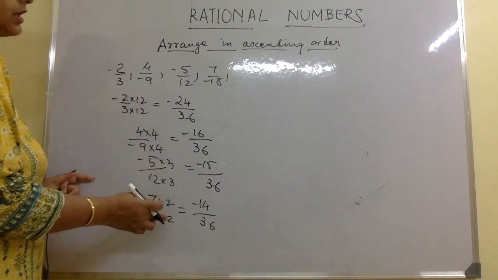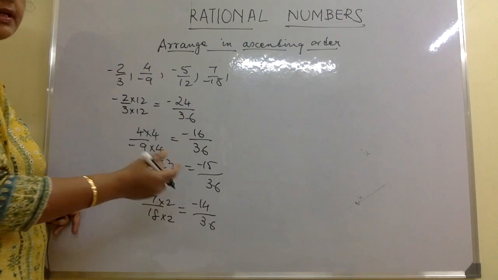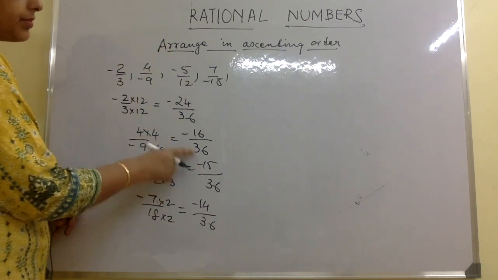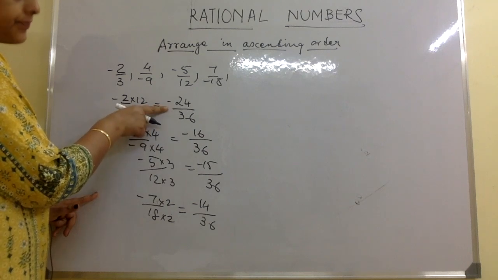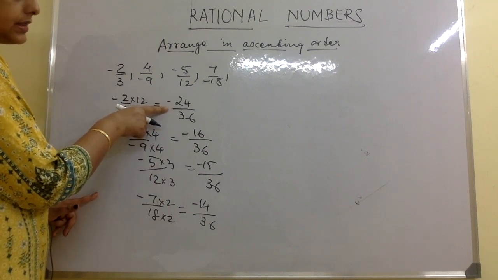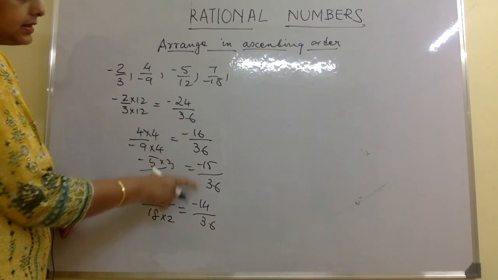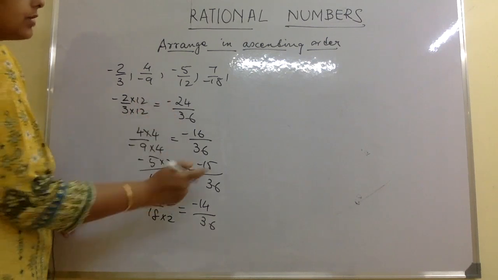And now I shall be writing them in ascending order, small to big. So which is the biggest number? Biggest numerator here is this. Then comes the next biggest is this, then this and then this. So I shall be arranging it. I shall not be writing this. Why waste time? Write straight minus 2 by 3 comma, because I am going small to big.